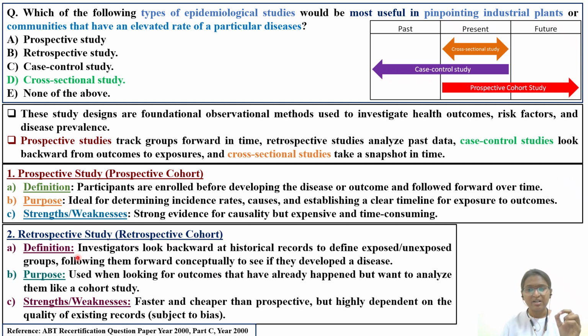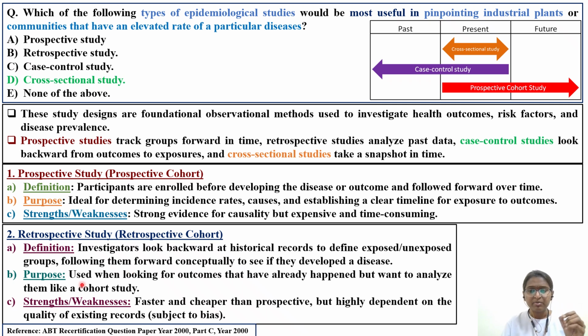Then next we have retrospective studies. In retrospective studies, investigators look backward at historical records. Already, similar incidents have happened, so now we have the option to go back in history and find out about that particular incident. Investigators look backward at historical records to define the exposed population and unexposed population, following them forward conceptually to see if they developed a disease after the exposure. Whether they developed the disease or not, we can identify by using this retrospective study.